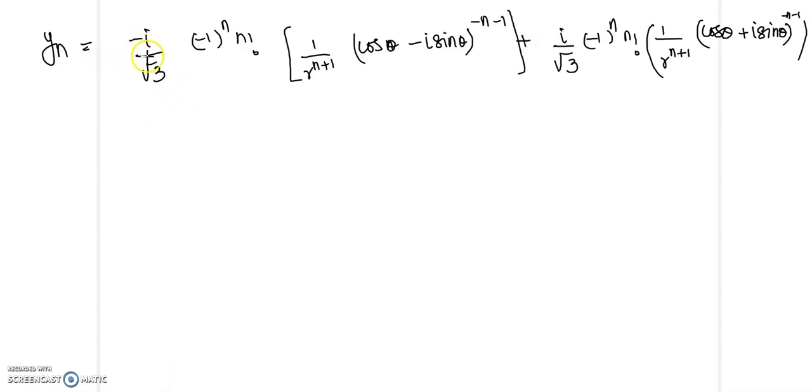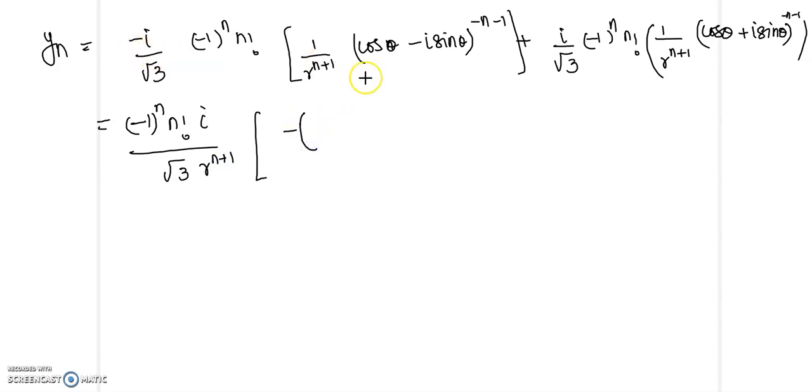So yn will be getting in the form yn equal to minus i by root 3 into minus 1 whole raised to n factorial. So we can substitute r and theta. You can put in the form 1 by r raised to n plus 1 into (cos theta minus i sin theta) to the power minus n minus 1. Then the second term you have 1 by r raised to n plus 1 into (cos theta plus i sin theta) whole raised to minus n minus 1. Now let me take all the common values together. Upon minus 1 whole raised to n factorial, i by root 3 is common. So here you will get, r raised to n plus 1 is common.